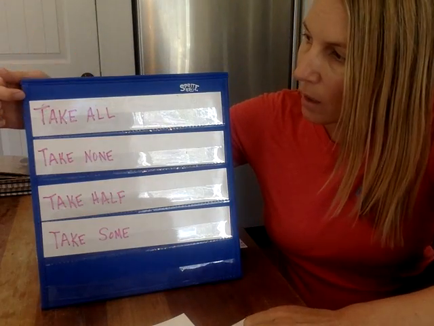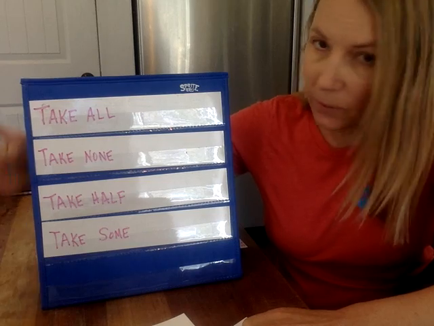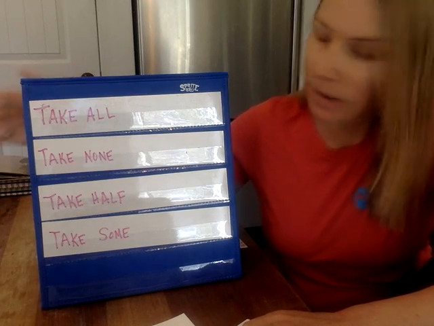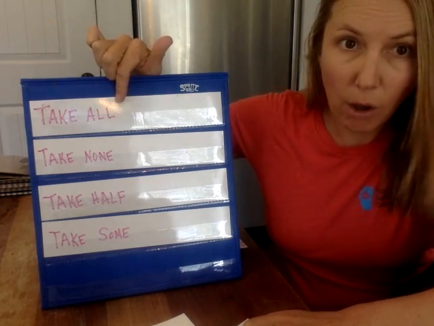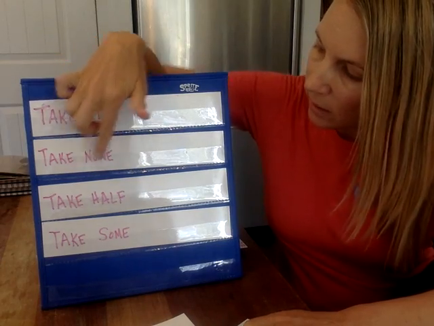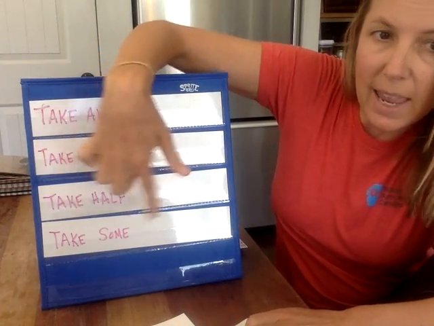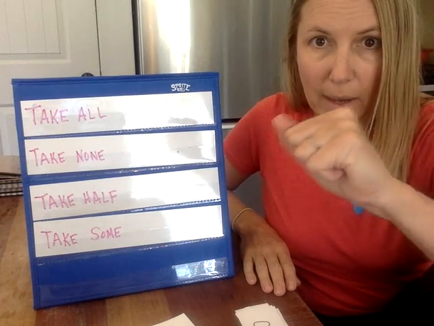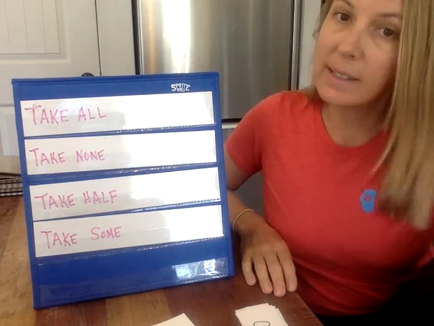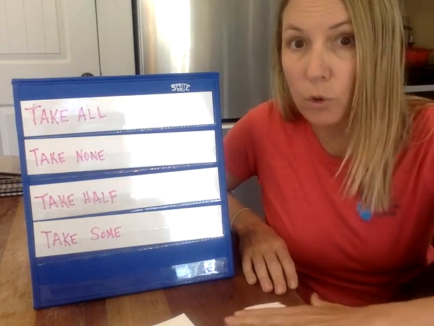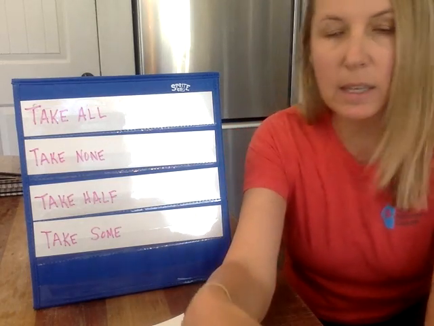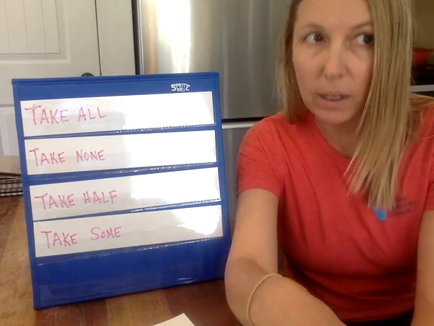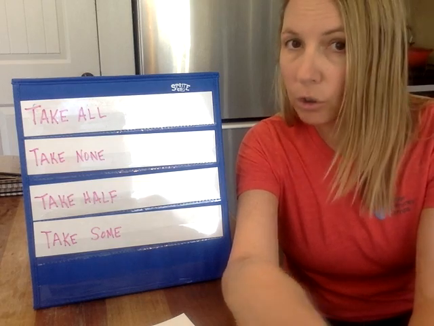So I did 4 different categories of facts. I called them take all, take none, take half, or take some. They're all "take" because they're all starting with an amount or a number and taking some away because it's subtraction. So it's always going to be taking some away or comparing a smaller number to a larger number.